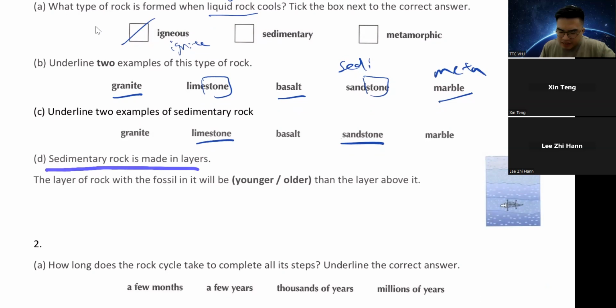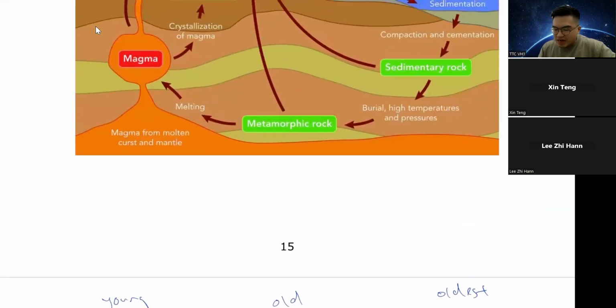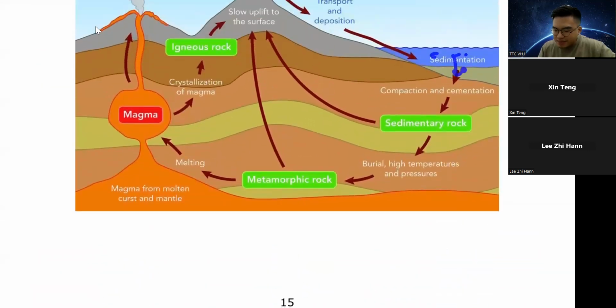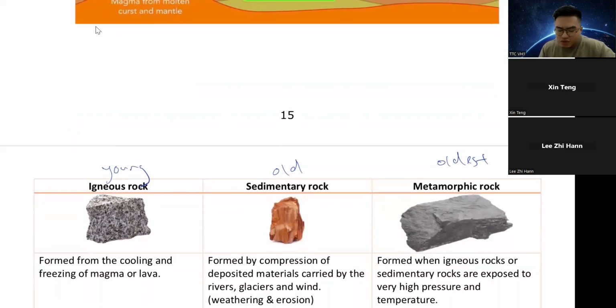Sedimentary rock is made in layers. The layer of rock with the fossil will be older than the layer above it. So how do you know this rock is sedimentary? Another way you can tell is when you see fossil inside. Because when things die, they go to the bottom, layer by layer, and then you have a fossil inside here. So sedimentary is the one you usually find fossil. You'll find fossil in limestone.